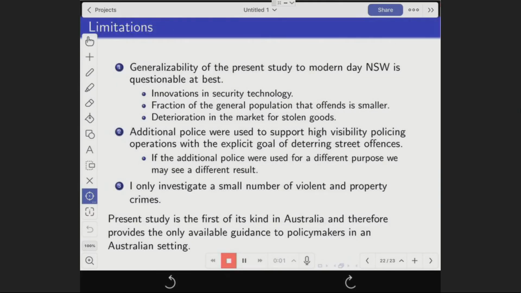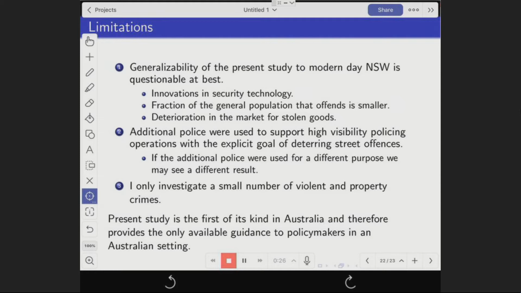What are the limitations? I'm not sure how well the results would generalize to modern-day New South Wales. Why? Three reasons. First, it's harder to steal a car. Second, I think the offending population is smaller, although I'm not sure. I don't have a reference for that. It's just my intuition. Similarly, there's been a deterioration in the market for stolen goods, so it's harder to resell things. There's less incentive to steal.